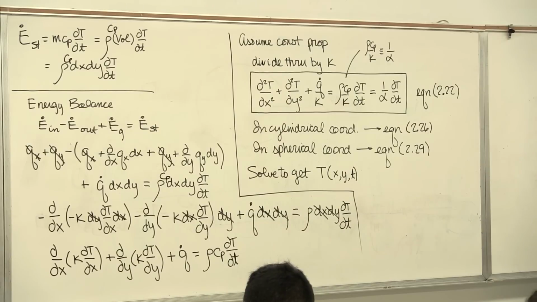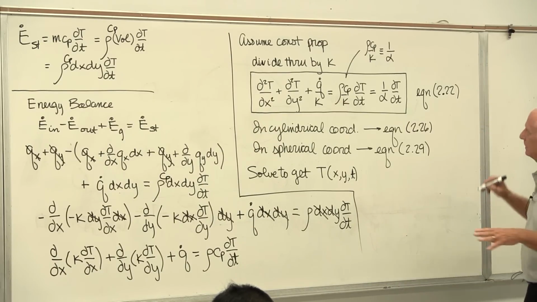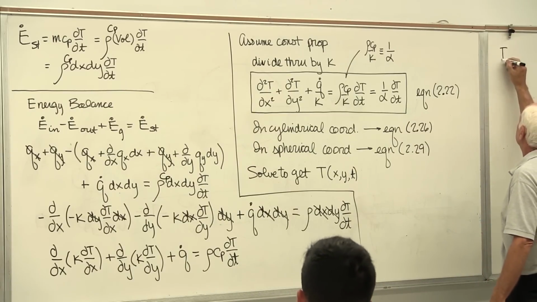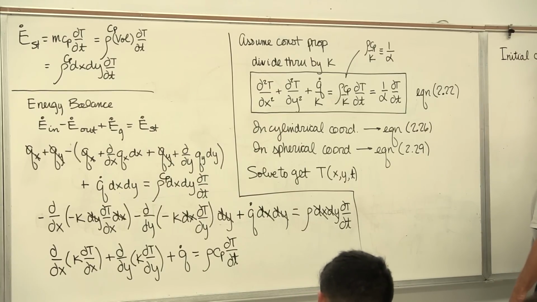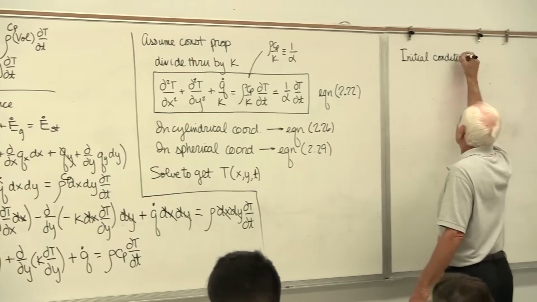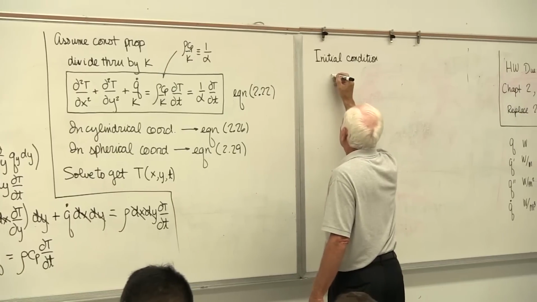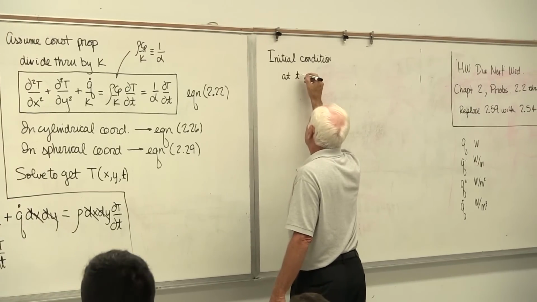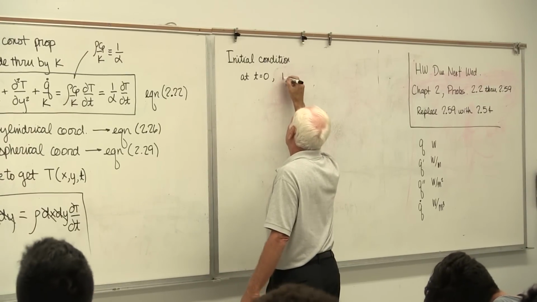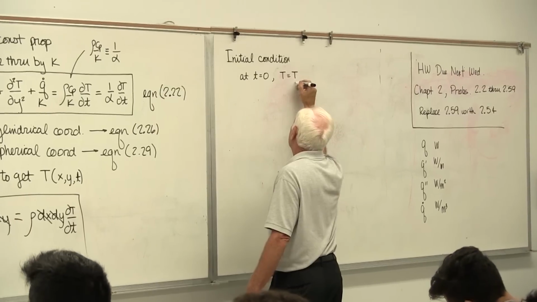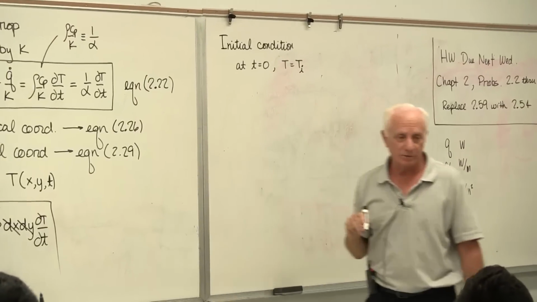But you can't solve a PDE, or any DE, unless you give somebody boundary and initial conditions. So we need boundary and initial conditions to solve this. We'll do the initial condition first. The simplest one is the initial temperature. At t equals 0, the temperature equals T_i, where the i, of course, stands for initial.